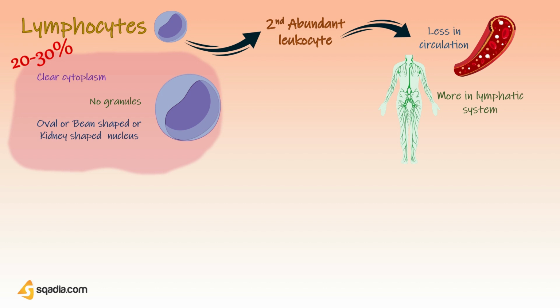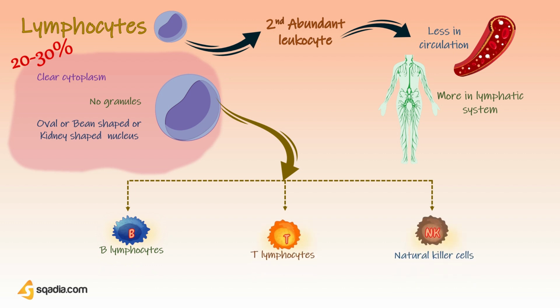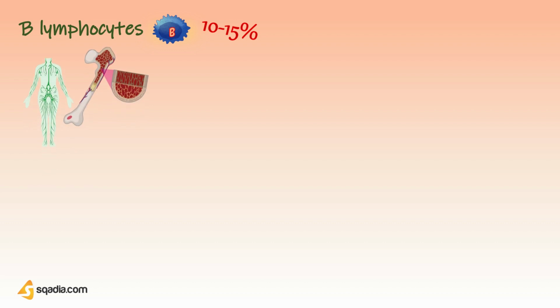The circulating blood contains 3 functional classes of lymphocytes: B lymphocytes, T lymphocytes, and natural killer cells. B cells, or B lymphocytes, represent 10% to 15% of peripheral lymphocytes in blood. They undergo maturation in bone marrow and peripheral lymphoid tissue, and are mainly responsible for humoral immunity, which is a specific defense mechanism that involves the production of antibodies.